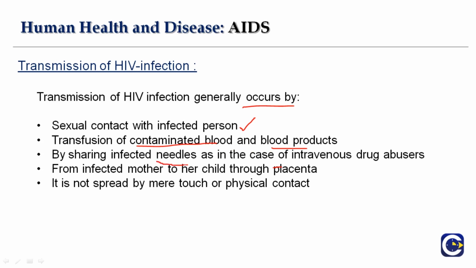Then by sharing infected needles, as in the case of intravenous drug abusers, especially those addicted to drugs, who do not follow proper hygienic habits. It can also pass from an infected mother to the child through the placenta. But now you have medications to prevent that. Initially, in history, there were no medications to stop the infection from entering the fetus, but now you have medications. If the mother has HIV, it doesn't mean the fetus will also have HIV.